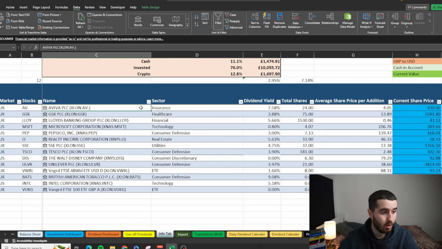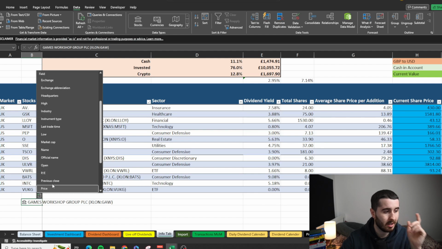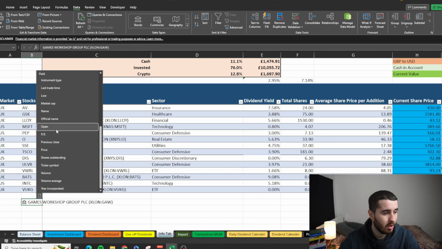So if we just select stock, will it let me select it? No. Let's go GAW stock, and then you can select here. And if you go down to where is it?